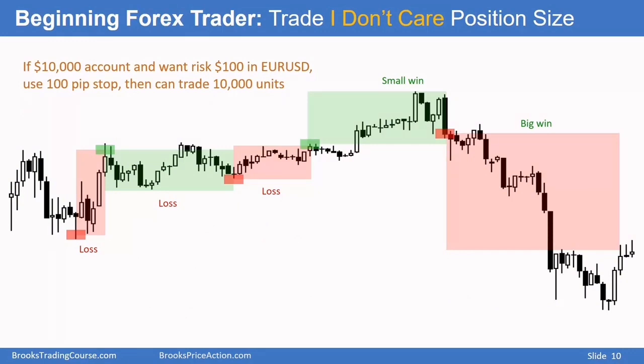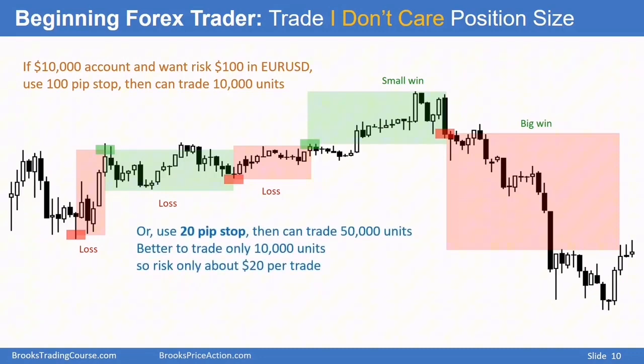If you have a $10,000 account and you're a Forex trader, and you want to risk no more than $100 in the euro versus the dollar, then you can use a 100 pip stop and you can trade 10,000 units. That would keep you under the $100 risk. Instead, you could use a 20 pip stop and trade 50,000 units. Or even better, begin trading only 10,000 units so that your risk is only $20 per trade.